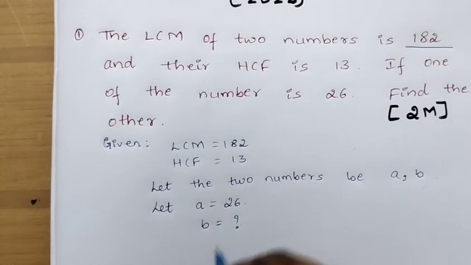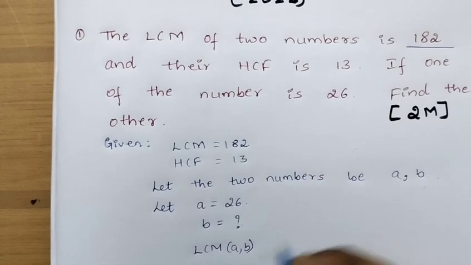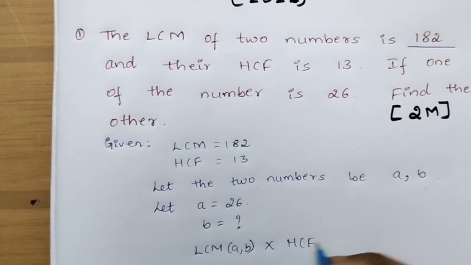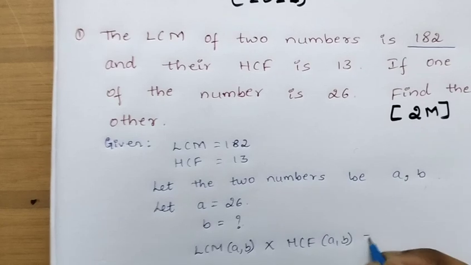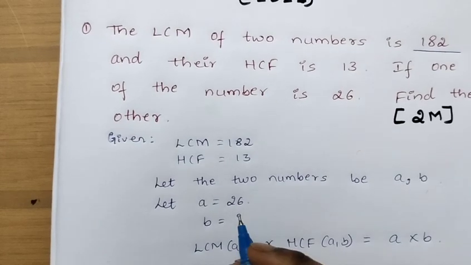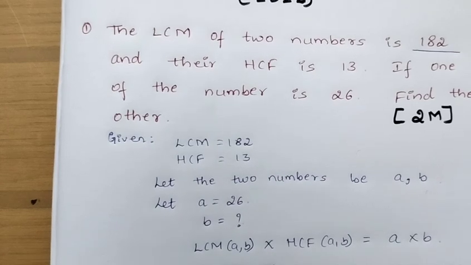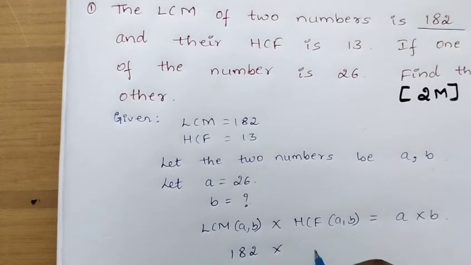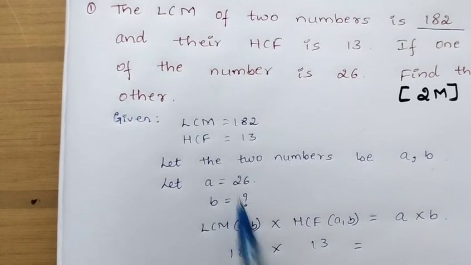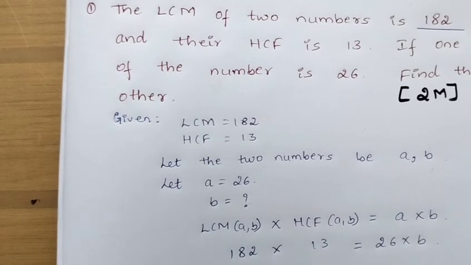Very simple formula. The formula is LCM of two numbers into HCF of two numbers is equal to product of the two numbers, that is A into B. So let us substitute the values which is given in the question. LCM is 182 into, what is HCF given? 13 is equal to, we have taken that one number is 26. So A is equal to 26 and we need to find the value of B, 26 into B.